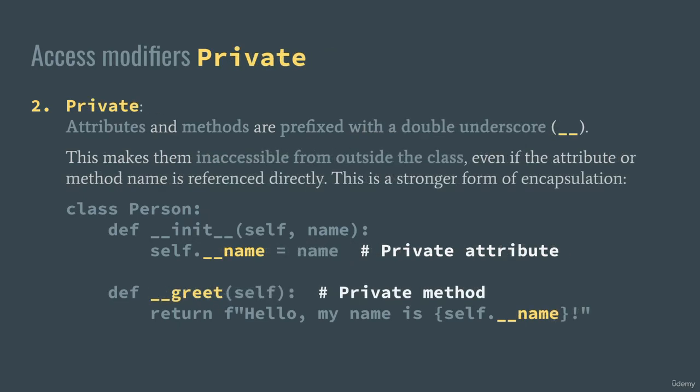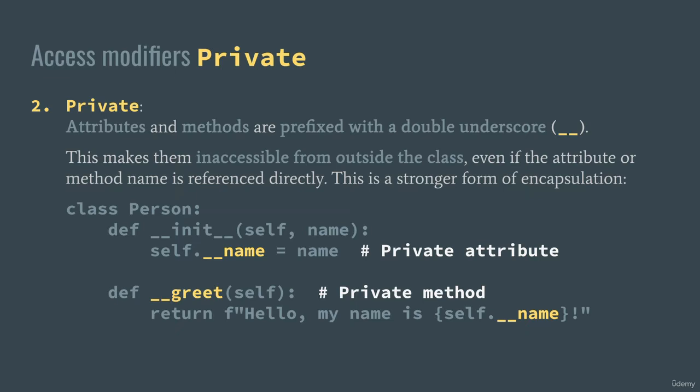The private access modifier is the most restrictive form of encapsulation in Python. Private attributes and methods are prefixed with a double underscore, making them inaccessible from outside the class, even if we try to reference them directly. This enforces a stronger barrier, ensuring that these members are used only within the class itself.